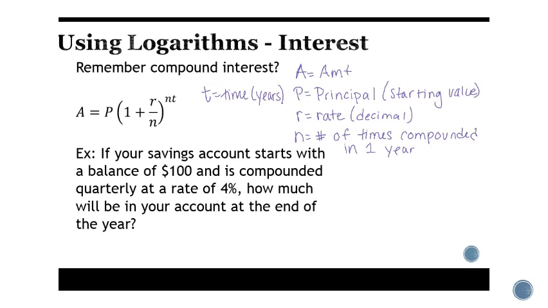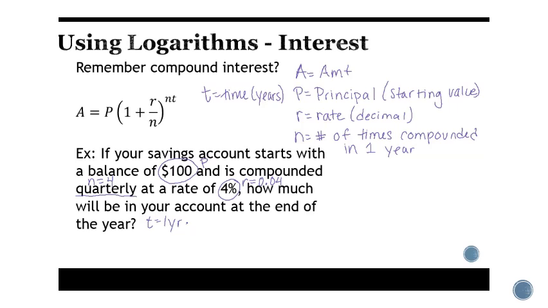So we're just going to do a quick little review problem. You should have used this formula before. We have a savings account that starts with a balance of $100, so that's our P value. It's compounded quarterly, which means it's compounded 4 times a year, so n is 4, at a rate of 4%. So here's our r, and to write that as a decimal, we're going to do 0.04 instead of 4%. And we want to know how much will be in your account at the end of the year. So our time here is 1 year.